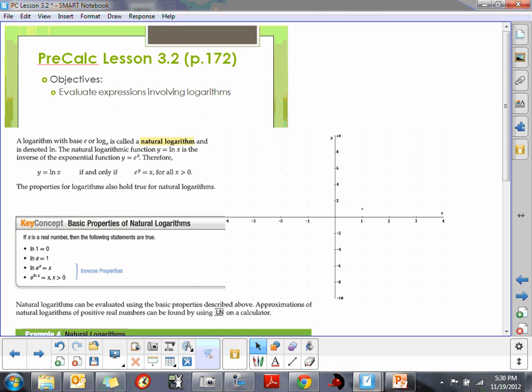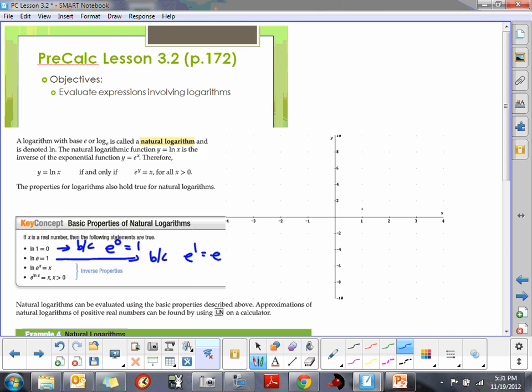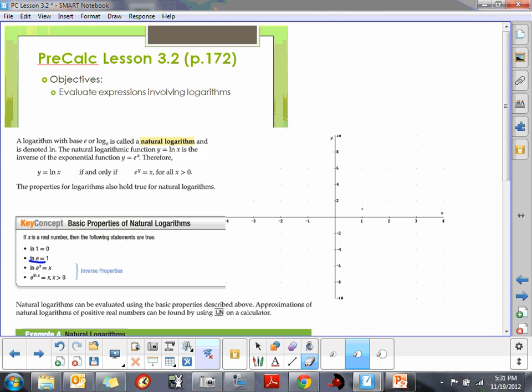Some of these properties are repeats of what we've had before. The natural log of 1 equals 0, because e to the 0 equals 1, changing it from log format to exponent format. The natural log of e equals 1, because that means e to the 1 has to equal e. Then we have our other two properties that hold true on a natural log, just as they did with the common log and any log base.